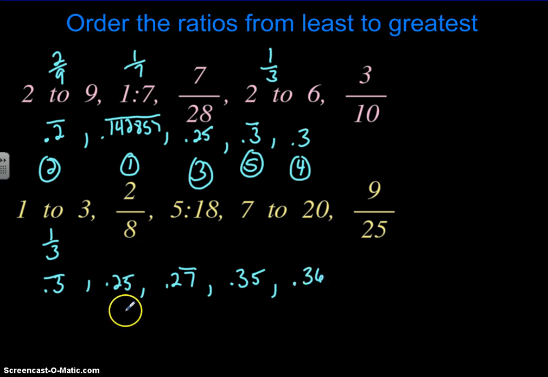Okay, order least to greatest. Well, it looks like 0.25 is the smallest, then 0.27 repeating, then 0.3 repeating, then 0.35, then 0.36.